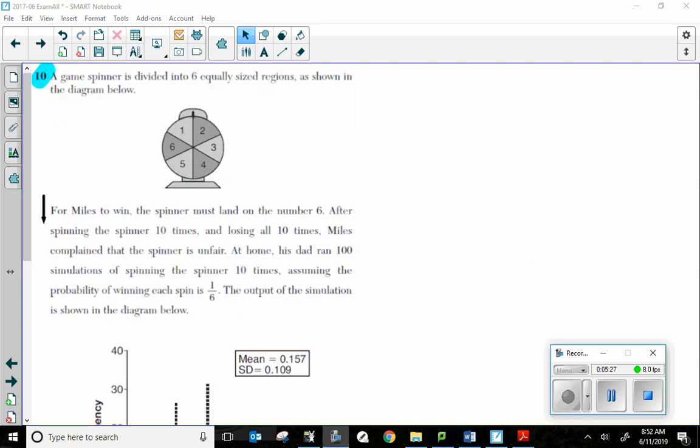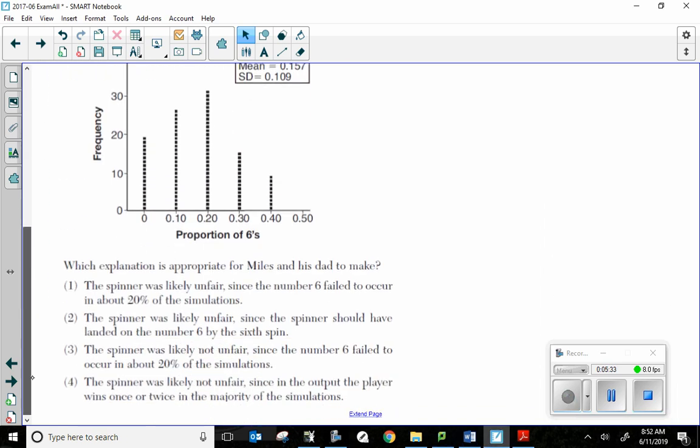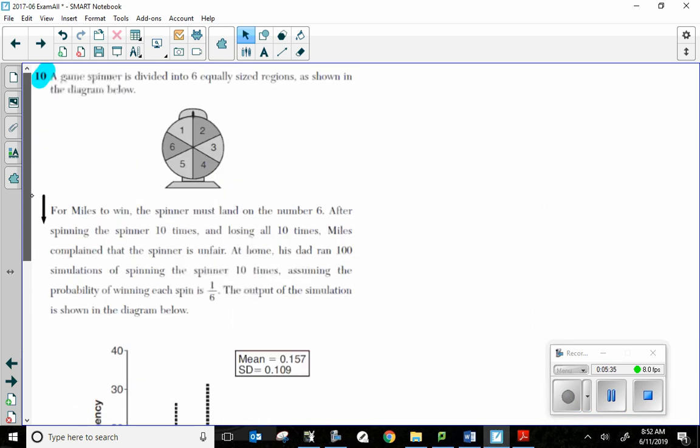And here we go. We've got multiple graphics and a paragraph to read to answer one multiple choice question, which is fine. I shouldn't be putting this down, but let's take a look at this.